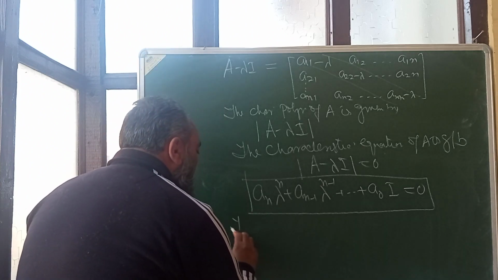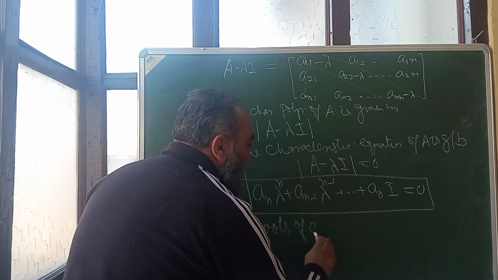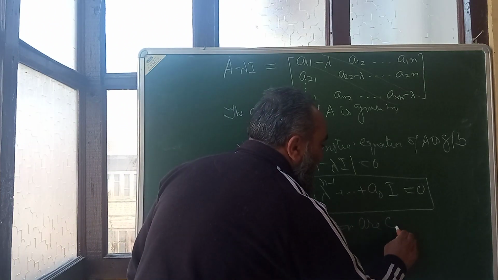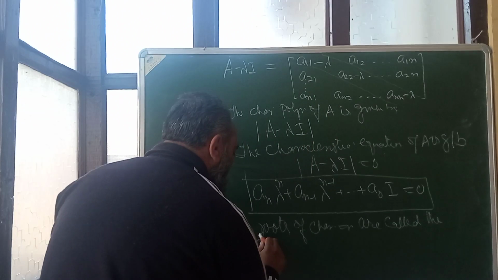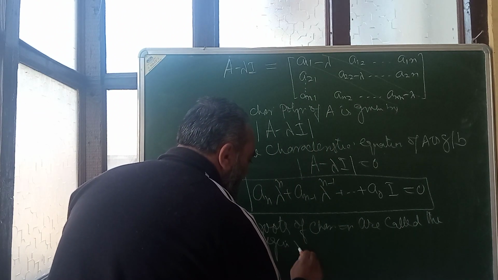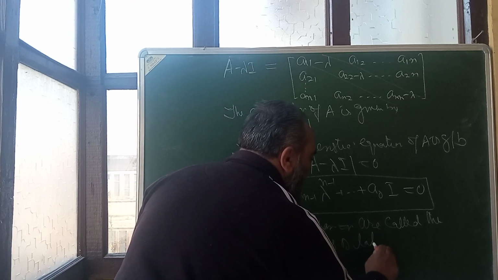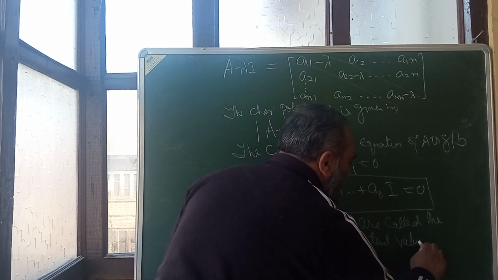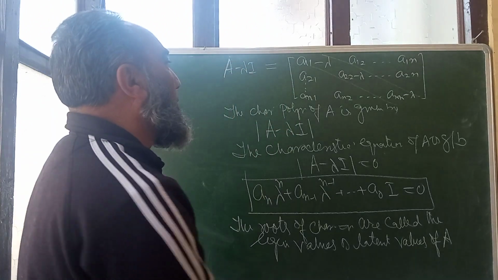The roots of the characteristic equation, this is important, are called the eigenvalues, or latent values, of A. Okay, now let me take up an example.